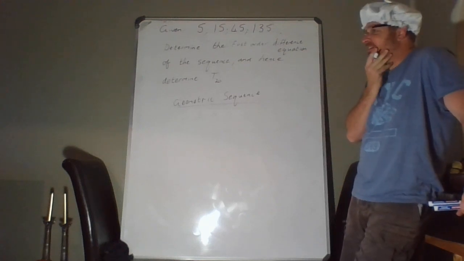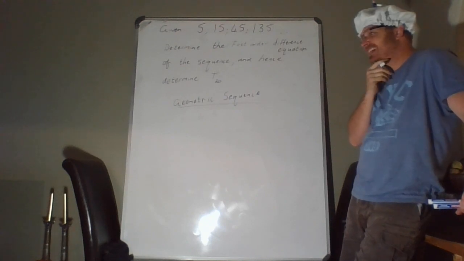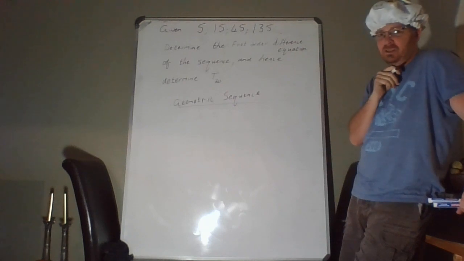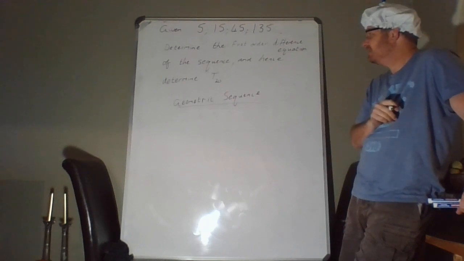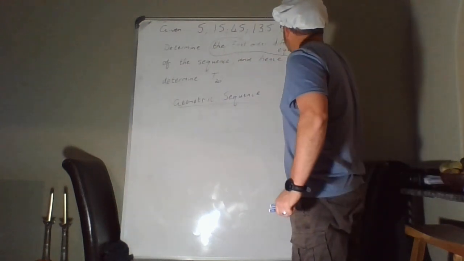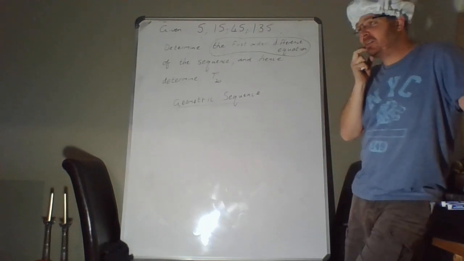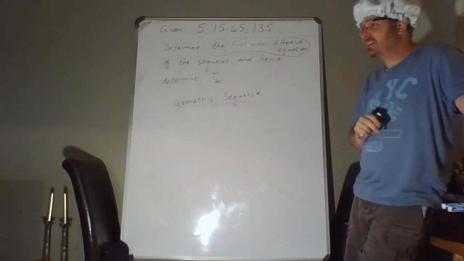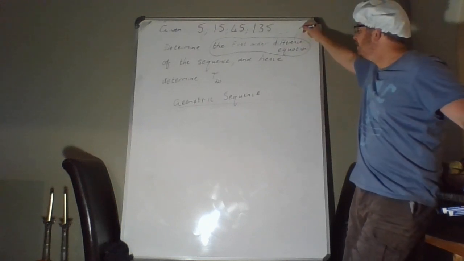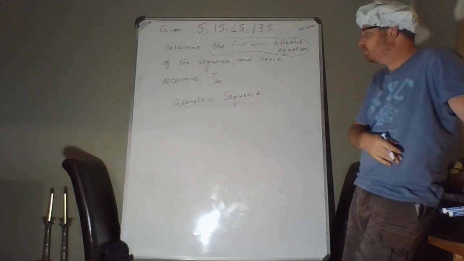Right, so you're given 5, 15, 45, 135. It says determine the first order difference equation of the sequence and hence determine T20. So it's the same question as last time, but not the same because we changed the question. The numbers are the same, but now we want that same sequence, not as an explicit, but as a recursive sequence. Remember, first order difference equation is a recursive sequence. It depends on one term before it.